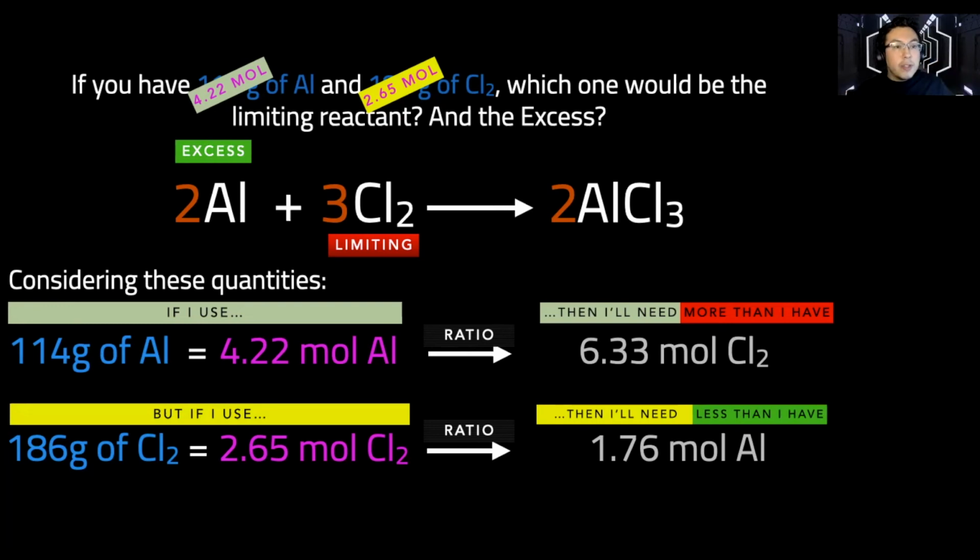Now that you have reached this conclusion, you can choose to work with the amount provided by chlorine and continue with the next stage of your problem to find out how many moles, how many grams of aluminum chloride, or whatever it is that you're being asked about.